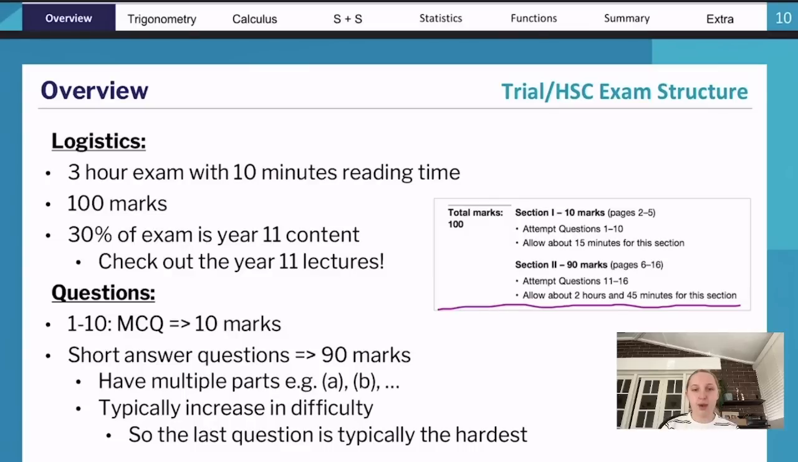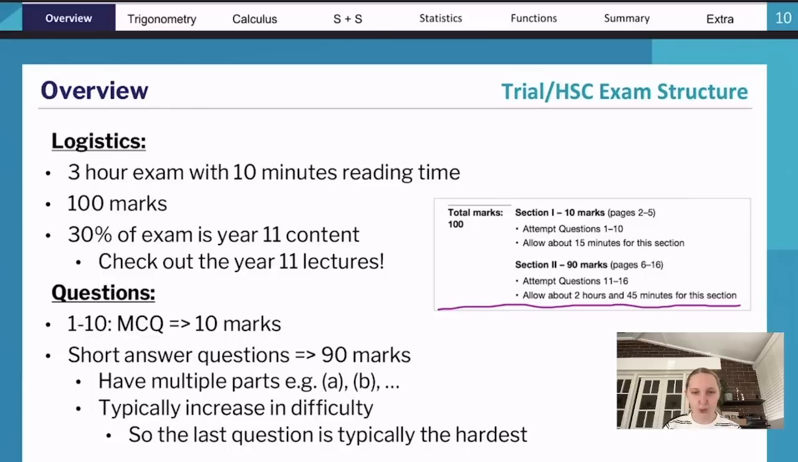And then the bulk of your paper, so the other 90 marks, are your short answer questions. Most of them do have multiple parts. So it'll be like question 11A, 11B, 11C, and 12A, 12B, 12C, 12D. So they are super related to each other. You don't get too many questions, I guess, that exist in isolation. You do get a few, but not too many.